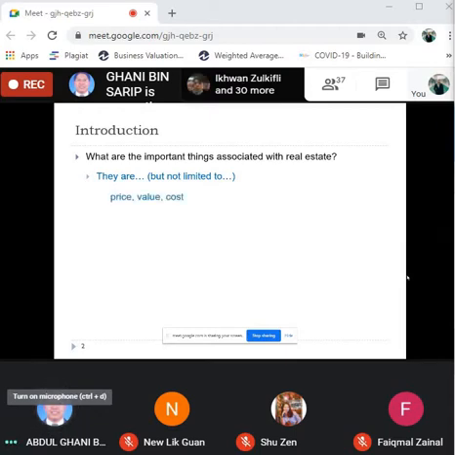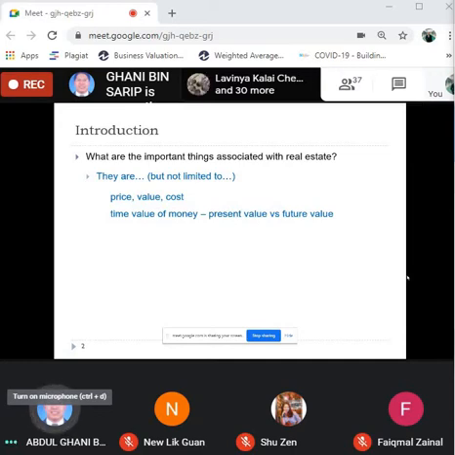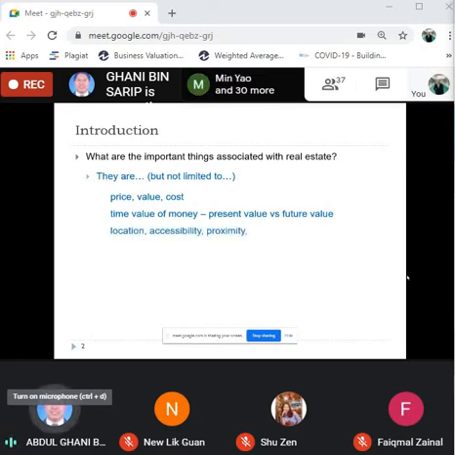We talk about the price, the value, and the cost of a real estate, and we also know that price, value, and cost are not similar. They are different things. We also talked about the time value of money during your first year. Money now can be capitalized to get a future income, and money in the future can be discounted to bring it to its present value.